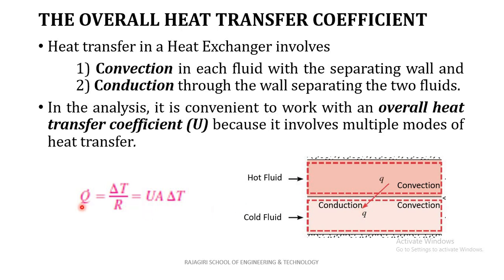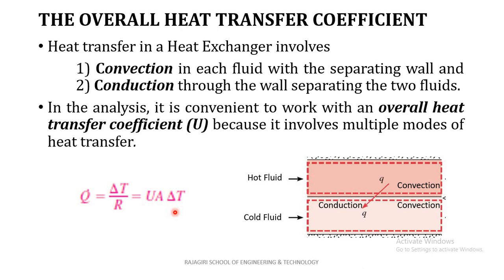Okay, so the heat transfer equation in a heat exchanger will be Q = UAΔT, where U is the overall heat transfer coefficient and A is the area of the heat exchange process. In this case, it is the surface area of the heat exchanger. And ΔT is the temperature difference between the hot fluid and the cold fluid. Okay, so this equation we have already studied in the first module, conduction.